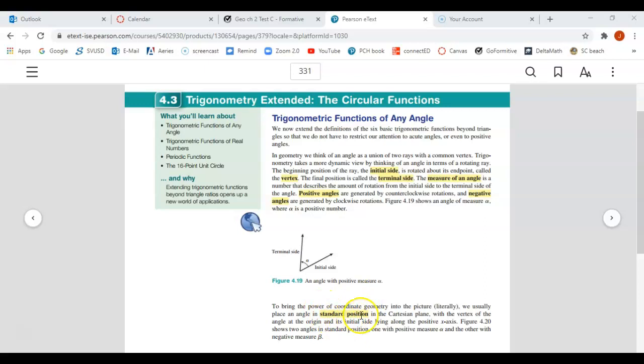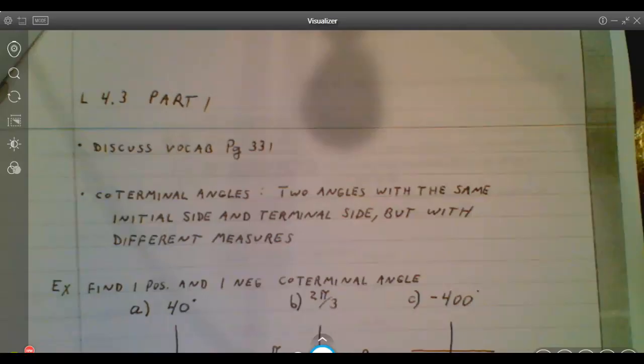As far as standard position goes, we are going to put the initial side on the x-axis, and this will look real familiar to you once we start doing some of these. And then the terminal side, we always rotate counterclockwise from there. So a little vocab if you need to go back to these guys. You got your vertex, which is this guy right here. That makes A the vertex angle. So anyway, a little vocab for you.